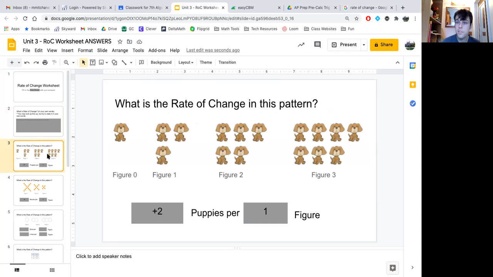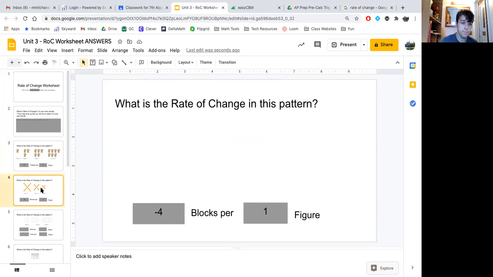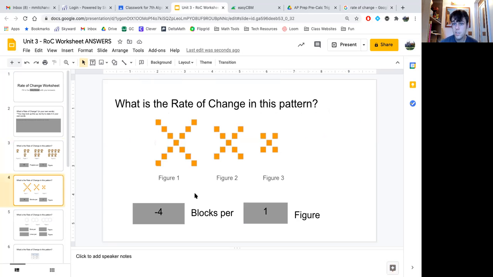This one was already done. I must have done this one in class, but we can see here figure 0, figure 1, figure 2, figure 3. 2 puppies per one figure. So as we go up one figure, we're adding 2 puppies: from 1 to 3, from 3 to 5, 5 to 7. We're adding 2 puppies each time we increase by a figure.